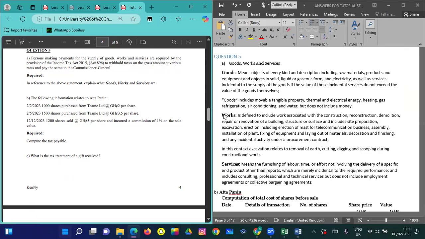And then works is defined to include work associated with the construction, reconstruction, demolition, repairs or renovation of a building, structure or surface, and includes site preparation, excavation, erection, including erection of mast for telecommunication business.